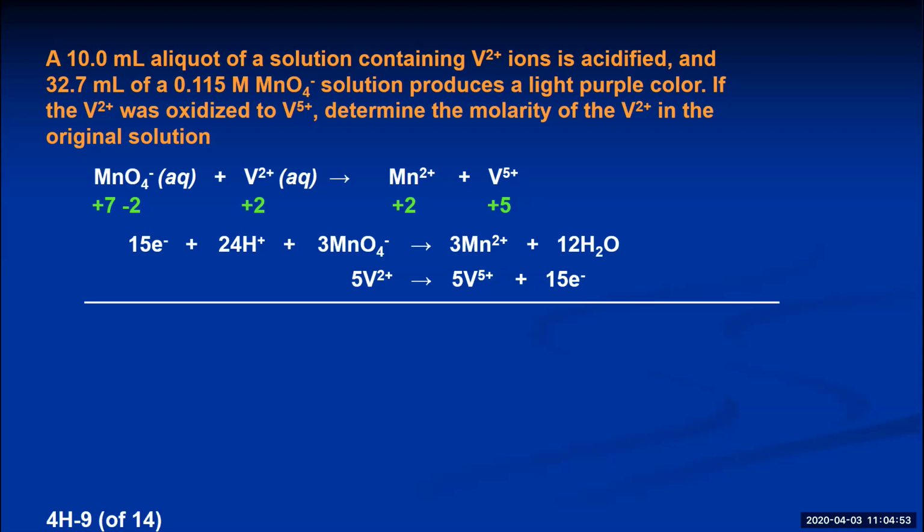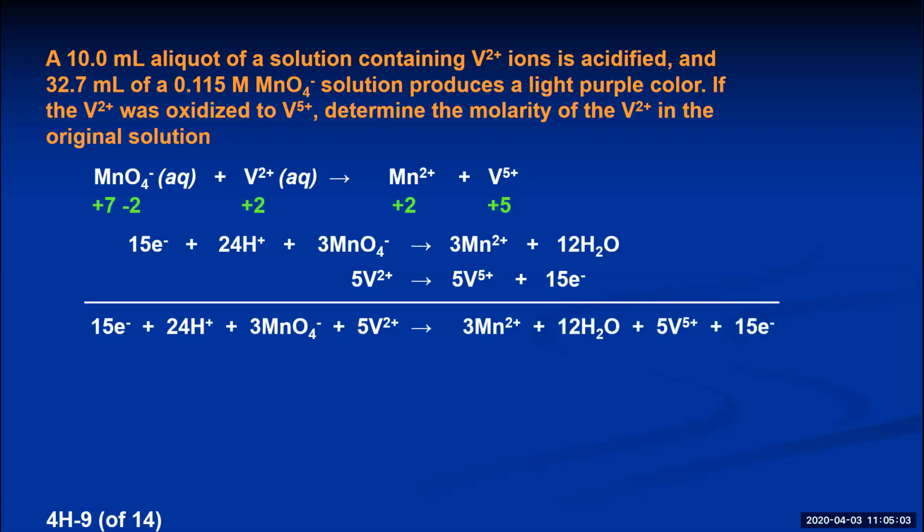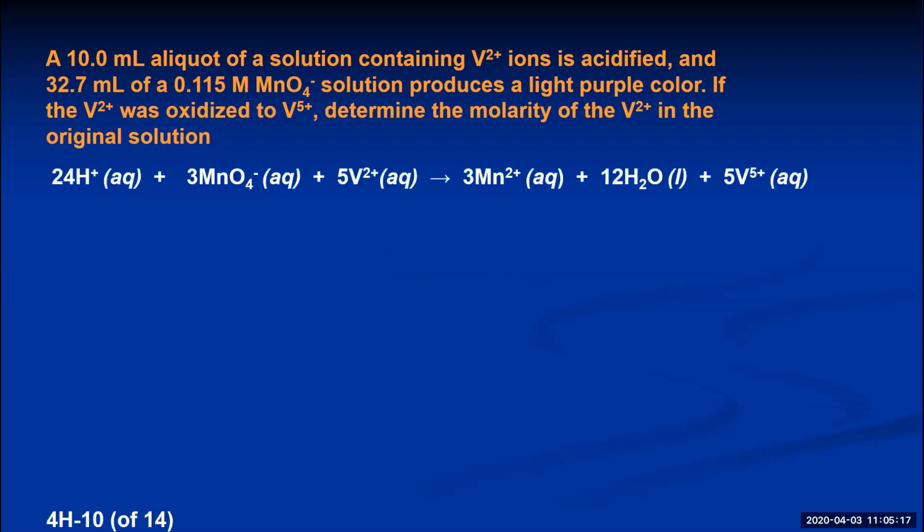And if I do that, I put all the reactants on the left side, so the 15 electrons, the 24 hydrogen ions, the 3 permanganates, and the 5 vanadium 2s, and all the products on the right side, the 3 manganese 2s, the 12 waters, the 5 vanadium 5s, the 15 electrons, and we can now cancel out the 15 electrons. And when we've done that, we now have our balanced equation for what's taking place during this titration. So here's the reaction with the 15 electrons canceled out.